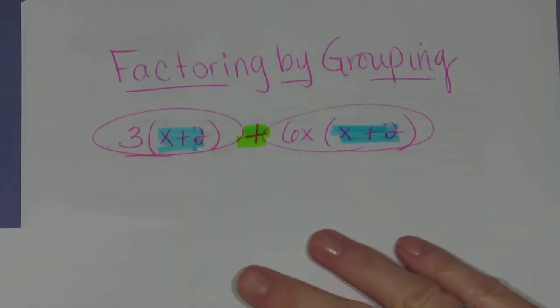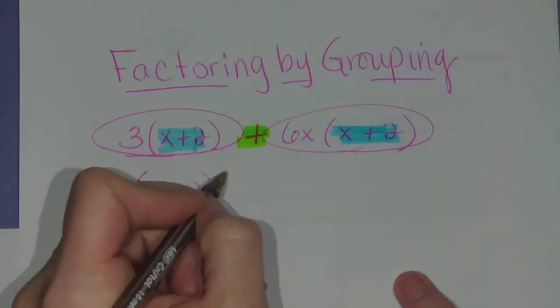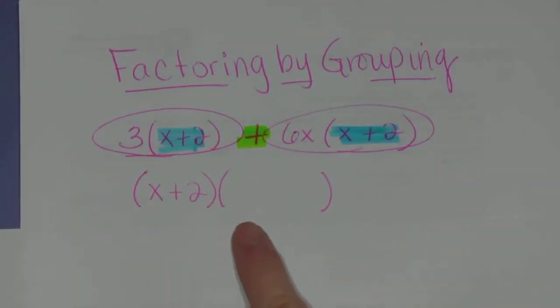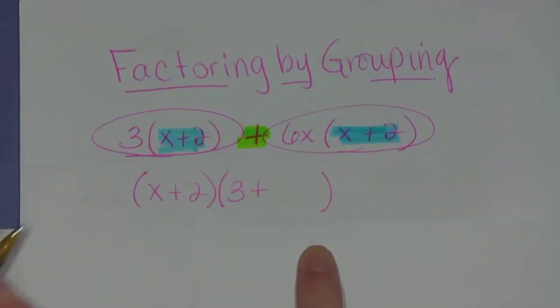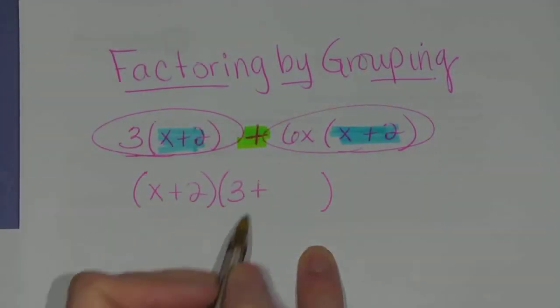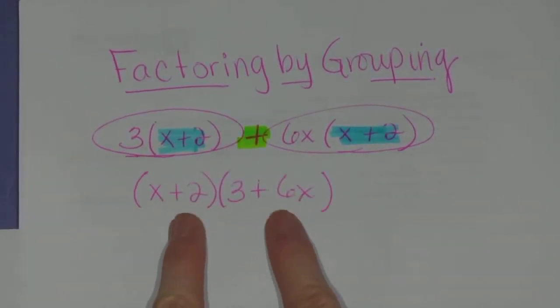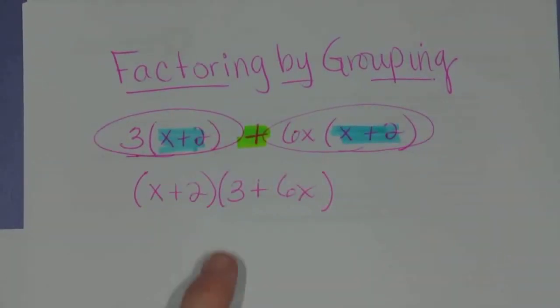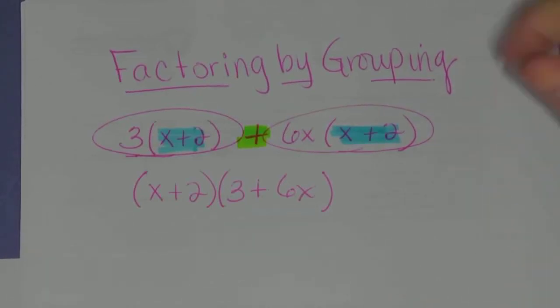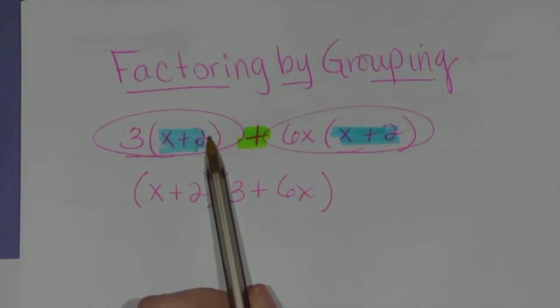So it'll kind of look like this, x plus 2. And then you're left with a 3. And then this plus sign drops down, this green plus sign, and then a 6x. So this is considered the factored version of this polynomial. Now, you could always check it. I mean, if you check your work, one way to check it would be just to go ahead and distribute the 3 through this quantity.